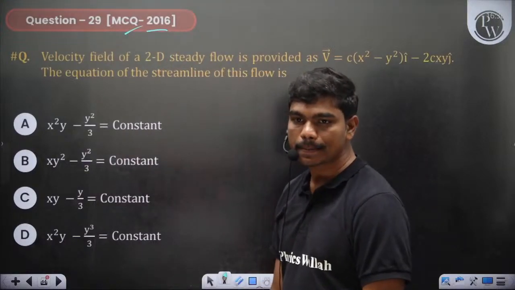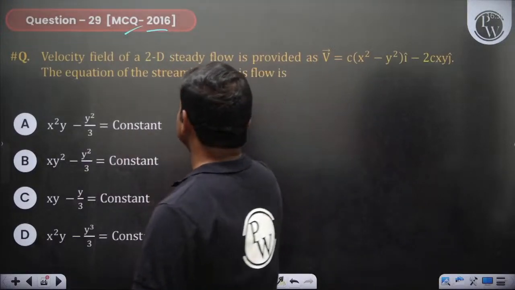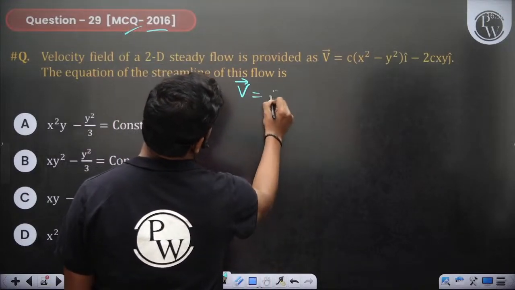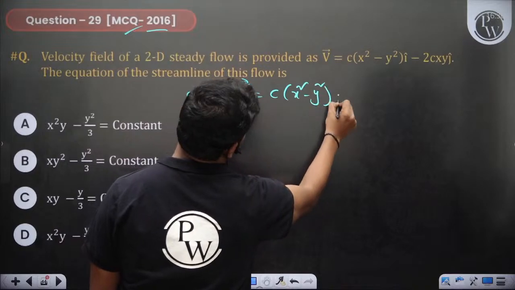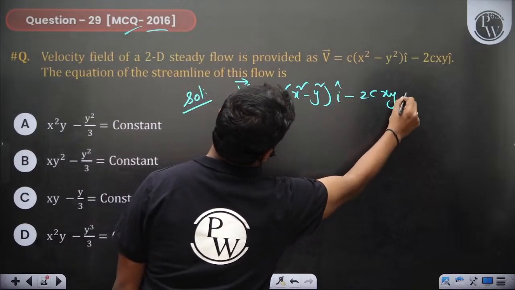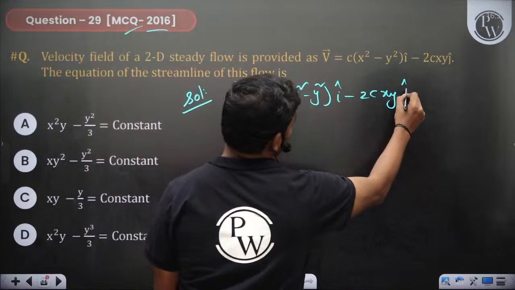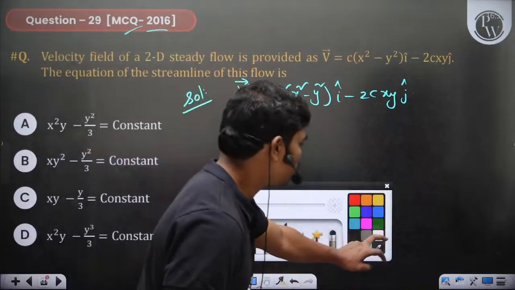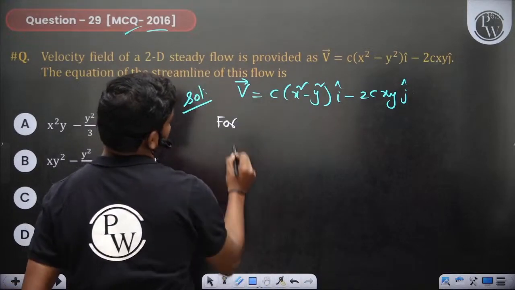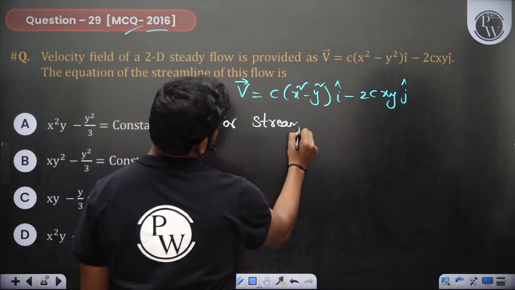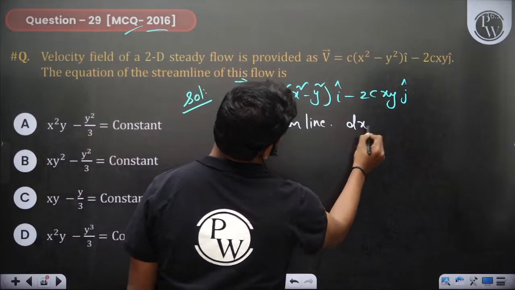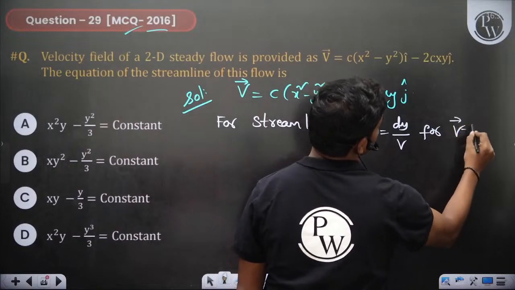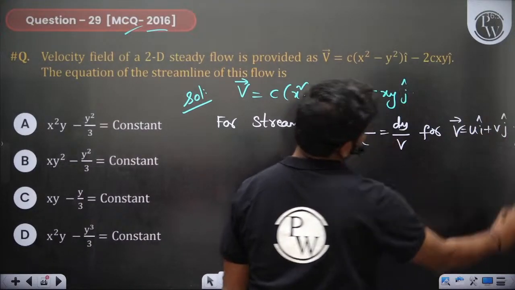So let's solve this. Okay, solution. Velocity field of a 2D steady flow is given by... so you want the stream function, a streamline of the flow. Okay, so how do you get the streamline? It's a 2D flow. So let's see, dx by u is equal to dy by v for velocity equal to ui plus vj, correct?